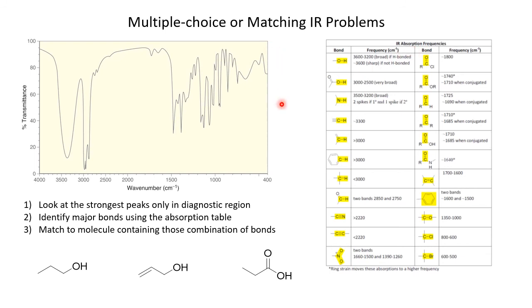So let's say we have this IR data and we're trying to match it to one of these three molecules. Now in this case, what we would do stepwise is we would look at the strongest peaks that are only in the diagnostic region. So we really want to focus on 1500 up to about 4000. From there, we want to identify the major bonds using the absorption table. Then we can match to a molecule containing those combination of bonds.